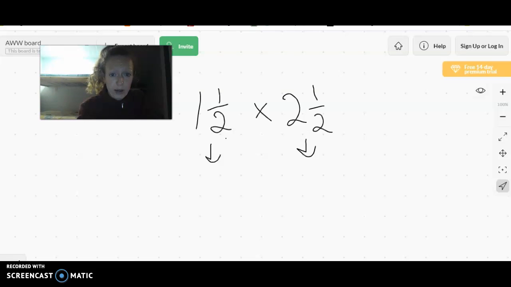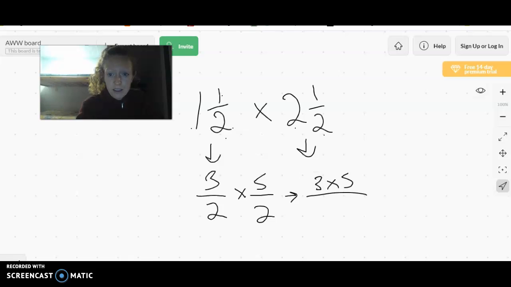So 2 times 1 is 2, plus 1 is 3. And our denominator is 2. Times 2 times 2 is 4, plus 1 is 5, over 2. So remember, we're going to get in the habit of writing it all on one line. There we go. 3 times 5 equals 15, over 2 times 2 equals 4. What's my next step? Now I have to change it back. I need to go from my improper fraction to a mixed number.